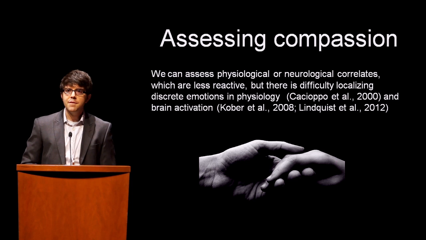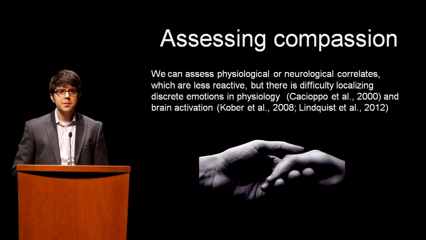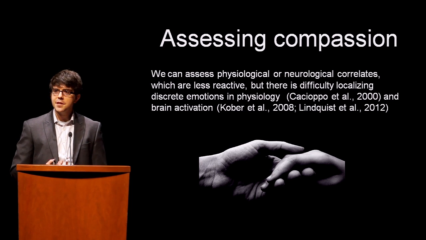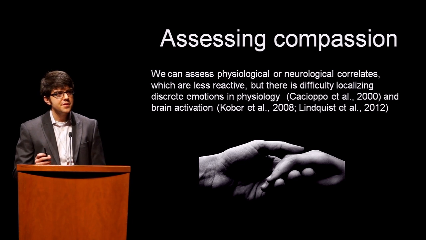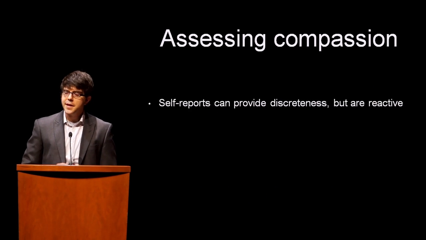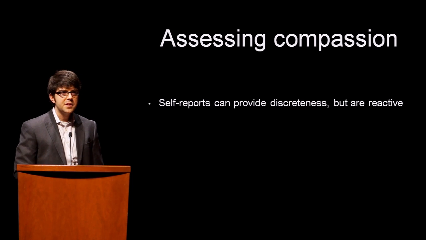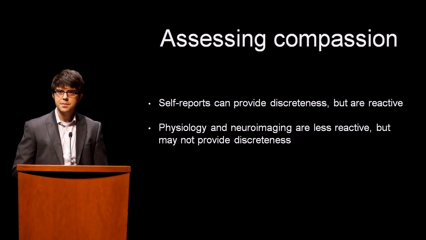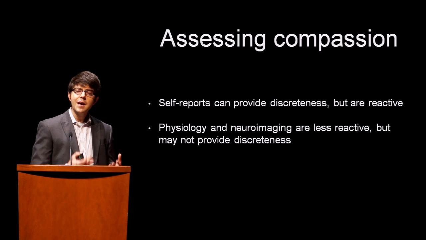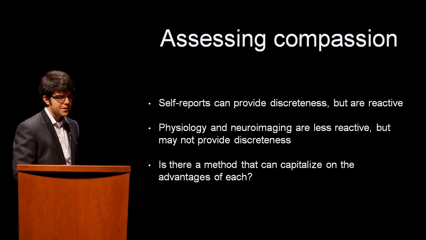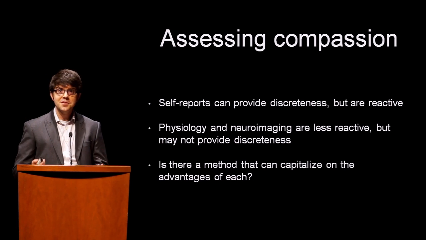I could have assessed physiological reactions, or I could have put you in a brain scanner. That level of analysis is a little bit less reactive, but there might be some difficulty in isolating discrete emotions on those levels of analysis. So self-reports can provide discreteness, but they're kind of reactive. Physiology and brain imaging can provide us something less reactive, but it's harder to get discreteness. So is there a method that can capitalize on the advantages of both approaches? I wouldn't ask that question if I didn't have an answer.